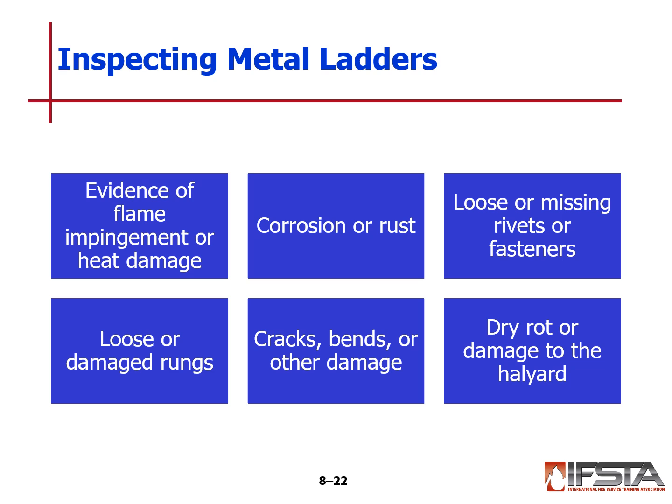Inspecting metal ladders, we want to look for evidence of flame impingement or any heat damage or discoloration to the ladder, and whether the heat sensors have changed or not. We also want to look for corrosion or rust. Even though the majority of our ladders are put together with aluminum, there are still some corrosion points with stainless steel that can cause rust. Also, we're looking at loose or missing rivets or fasteners. Any loose or damaged rungs would put your ladder out of service until repaired. Also look for cracks, bends, or other damage.